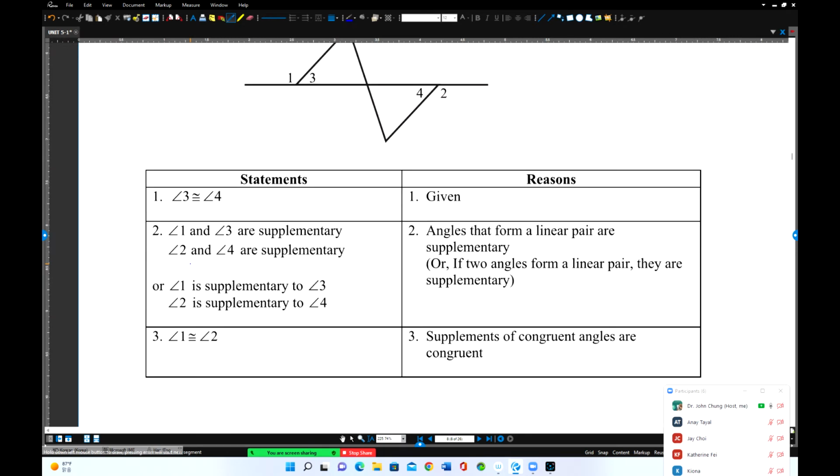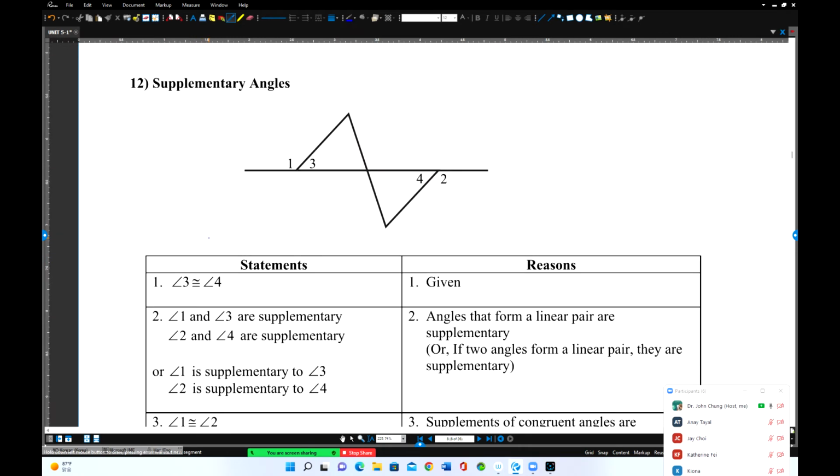Supplementary angle over here, right? Angle 3, angle 4, they are congruent inside. That's a given. Angle 1 is supplementary to angle 3, because we have to memorize that angles that form a linear pair are supplementary. You have to memorize this one.